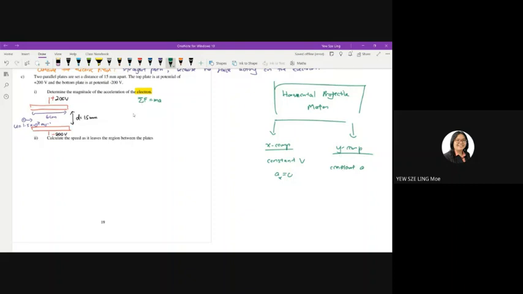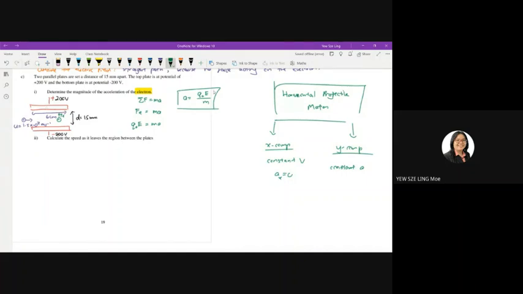So summation F equals ma. When your object is located in between the plates, the force acting on the charged particle is just Fe. So Fe equals ma, where we look at a along the vertical component, the y component. In that case, we have Q0 E equals ma, right? If you rearrange the equation, you will have a equals Q0 E over m. So this is the equation that we're going to use in question 1.